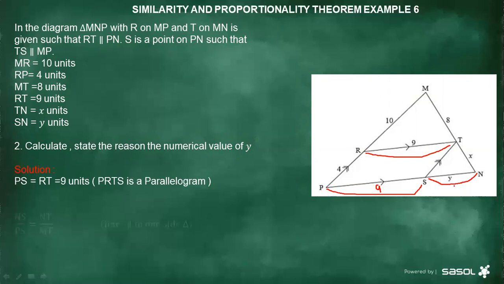Therefore, we say NS divided by PS. So the way we have moved, we must also do the same, which is TN and TM. Then you cross multiply. You can see we substitute. From there, you cross multiply. The value of Y is going to be 3,6 units.